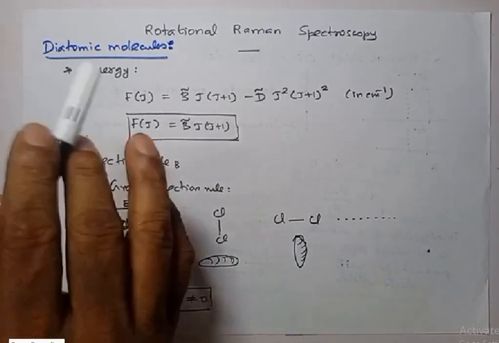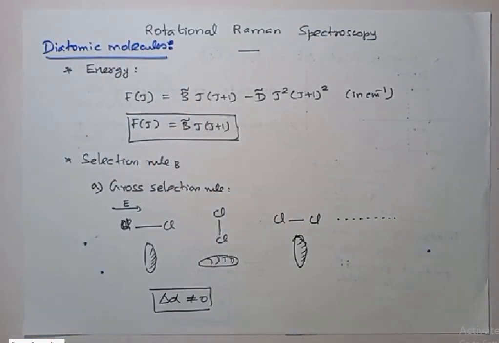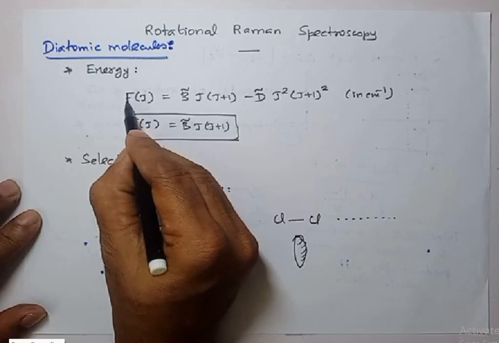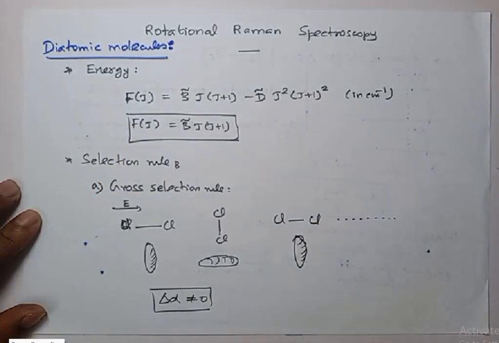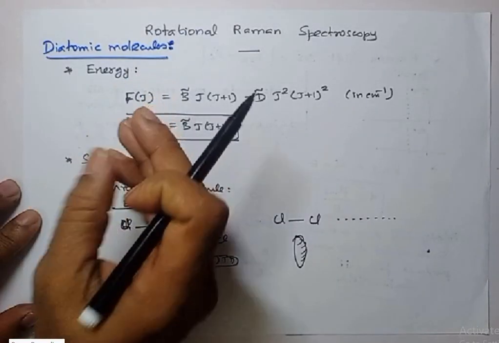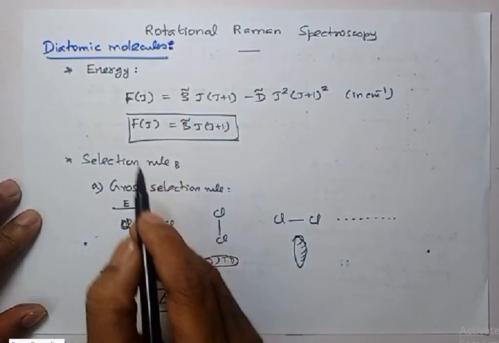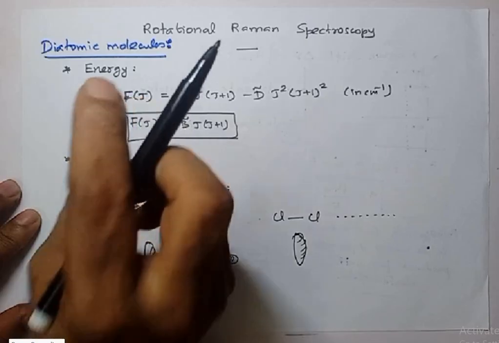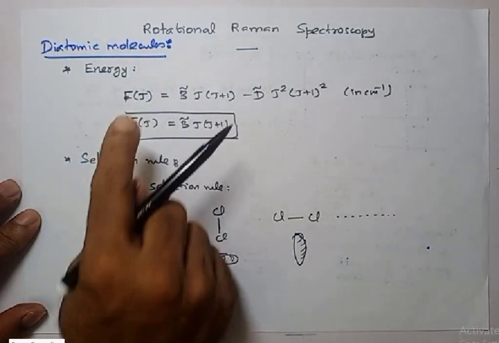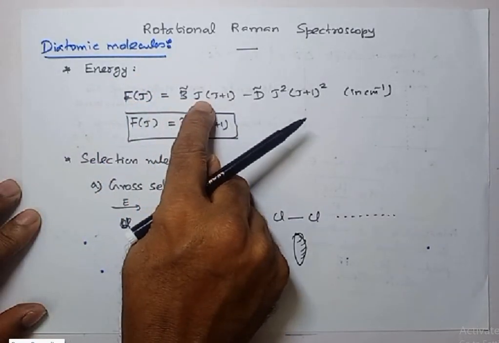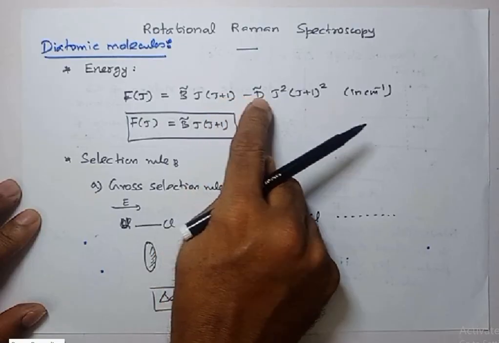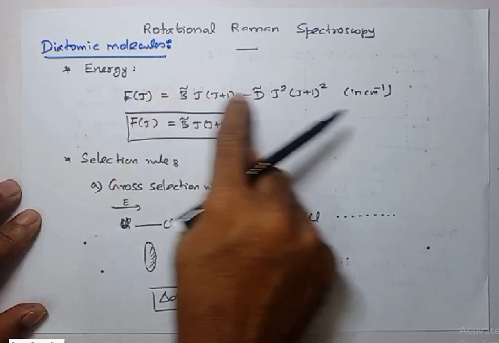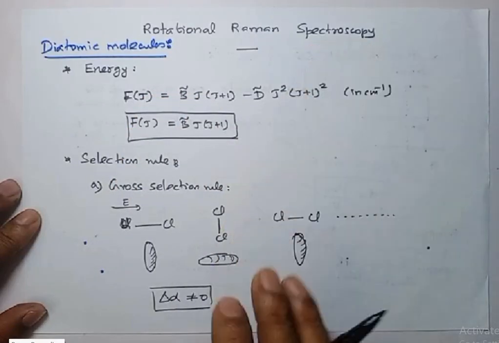Now, the first step is: what is the energy formula? You know very well, this formula we have already discussed. Rotational energy F of J. F of J is the usual symbol for rotational energy in wave number. F means energy, J represents the rotational quantum number. F of J is equal to BJ(J+1) minus DJ squared (J+1) the whole squared. This is the energy formula in centimeter inverse.